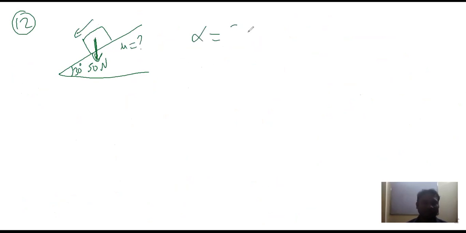So we have a block lying on an inclined plane whose weight is 50 Newton. Weight of the block in downward direction is 50 Newton. It begins to slide when the angle of inclination is 30 degree. Find the coefficient of friction. So here angle of repose is 30 degree because it just begins to slide at 30 degree. So angle of repose obviously will be 30 degree.